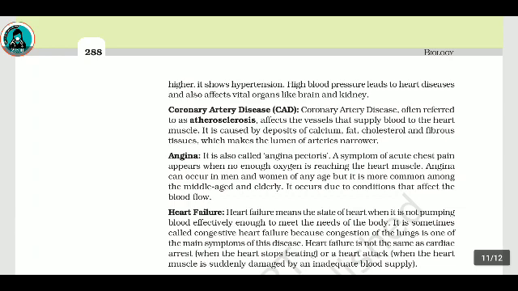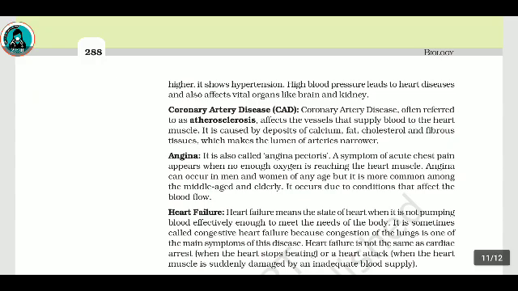Coronary artery disease, CAD. Coronary artery disease, often referred to as atherosclerosis, affects the vessels that supply blood to the heart muscle. It is caused by deposits of calcium, fat, cholesterol, and fibrous tissues, which make the lumen of arteries narrower. Angina, also called angina pectoris, is a symptom of acute chest pain that appears when not enough oxygen is reaching the heart muscle. Angina can occur in men and women of any age, but it is more common among the middle-aged and elderly. It occurs due to conditions that affect the blood flow.